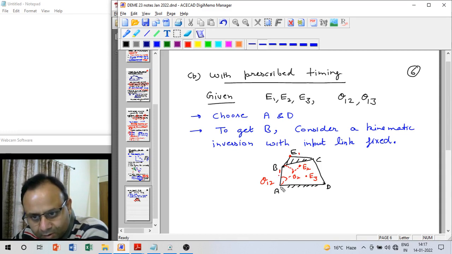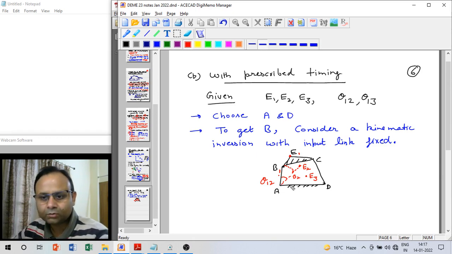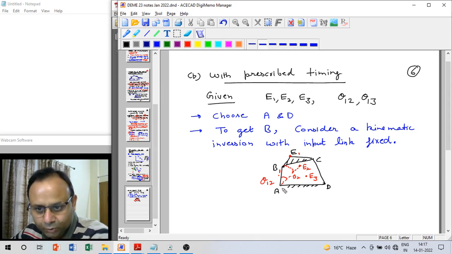Now for the purpose of kinematic inversion, if AB were fixed instead of AD, then you'll have to lock the entire thing and rotate it like a rigid body so that this AB2 coincides with AB1. That's all you'll have to do, and you will get the position of E2 if AB were fixed. Very simple.